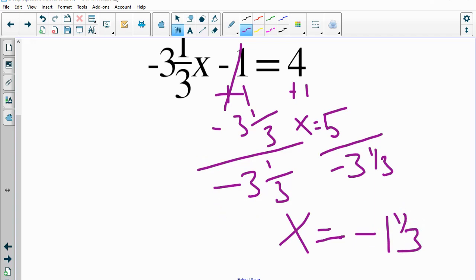So there's a few sample problems, the kind of problems you'll see on today's assignment. Today's assignment is on Alex. So it's on Alex solving two-step equations that contain rational numbers.